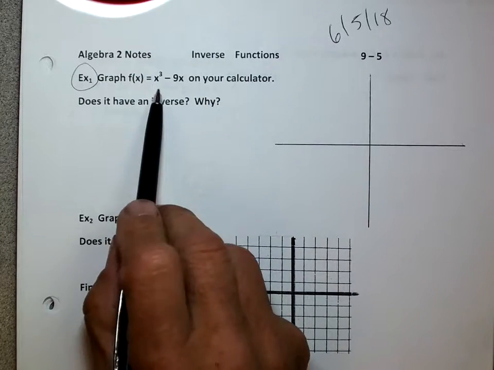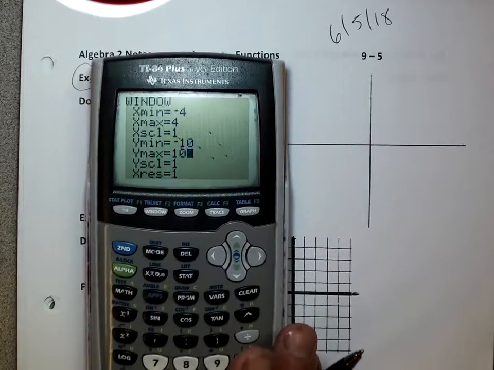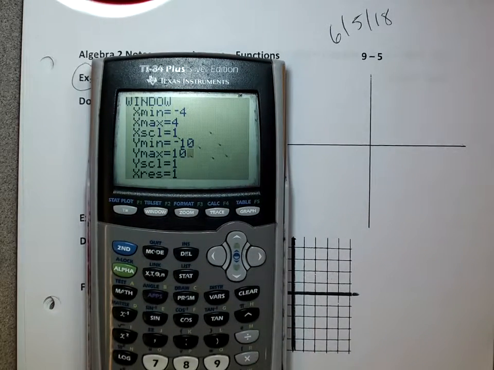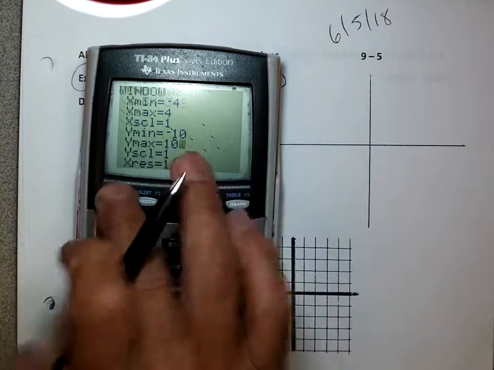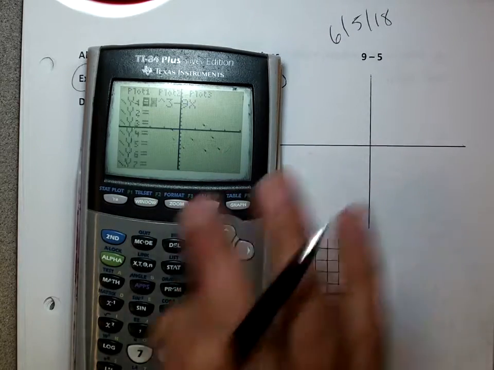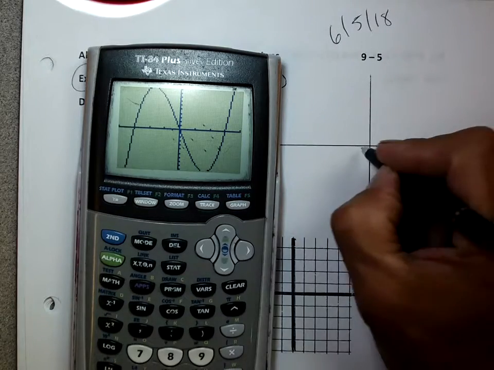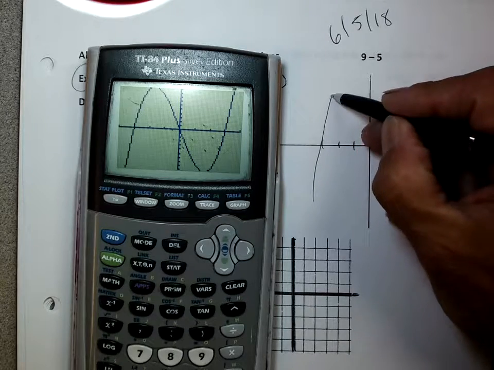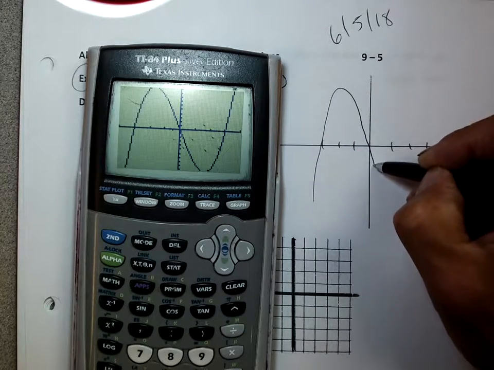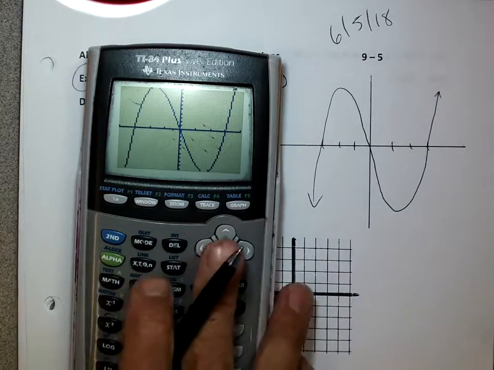f of x equals x cubed minus 9x on your calculator. I use this window, -4 to 4, and -10 to 10, because it says so on your calculator. Then in y equals, I put x cubed minus 9x and I graph. It looks something like this. That's the graph I have.